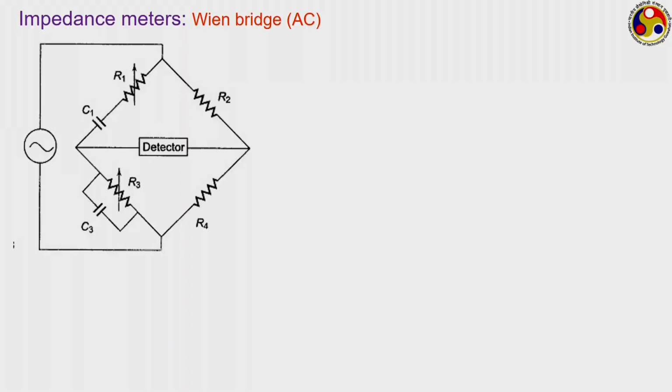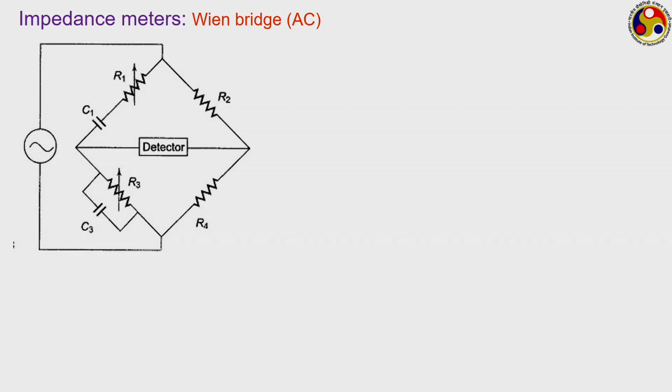But let us now move to AC resistance bridges, or AC impedance bridges. AC bridges or AC impedance meters are required when we are looking to measure the value of some capacitance or inductance. The first example is the Wien bridge. The Wien bridge is a meter which is generally used to measure the capacitance and resistance of a certain capacitor.